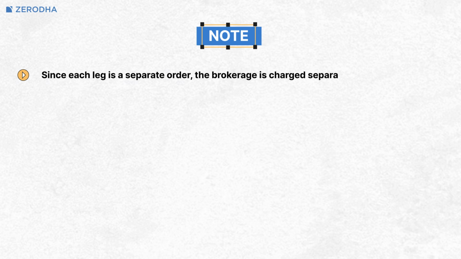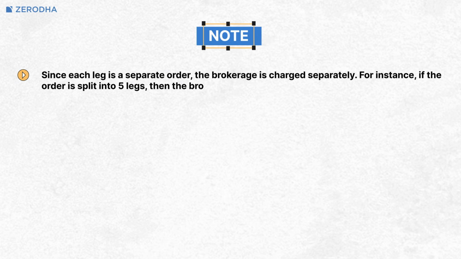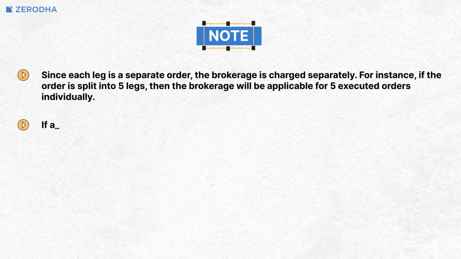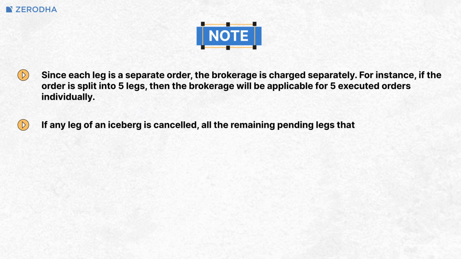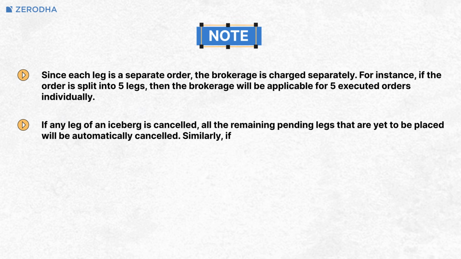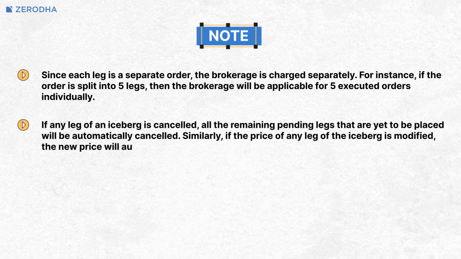Things to keep note of. Since each leg is a separate order, the brokerage is charged separately. For instance, if the order is split into 5 legs, then the brokerage will be applicable for 5 executed orders individually. If any leg of an iceberg is cancelled, all the remaining pending legs that are yet to be placed will be automatically cancelled. Similarly, if the price of any leg of iceberg is modified, the new price will automatically be applied to all the pending legs.